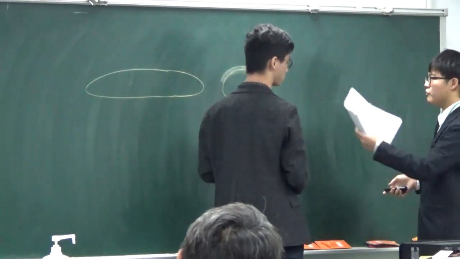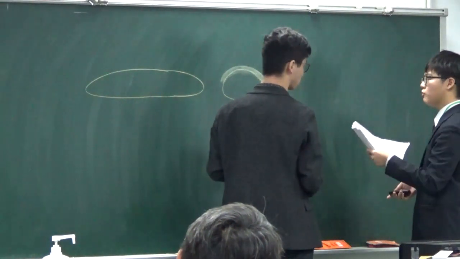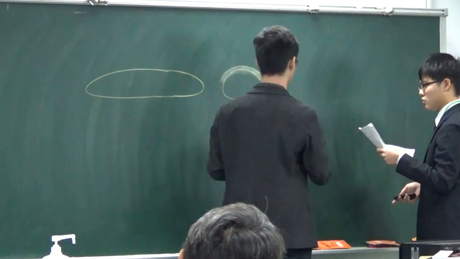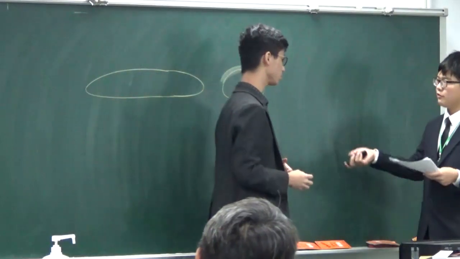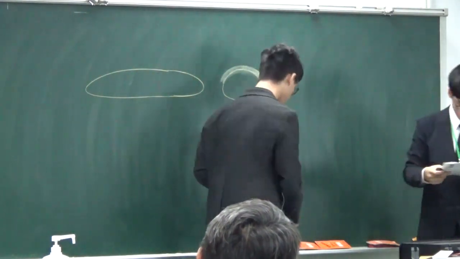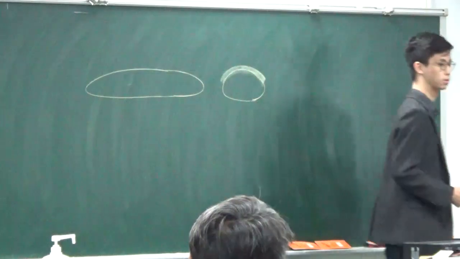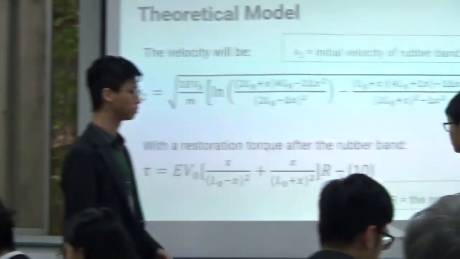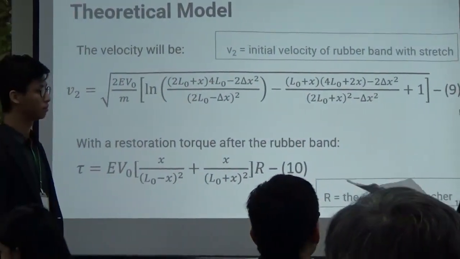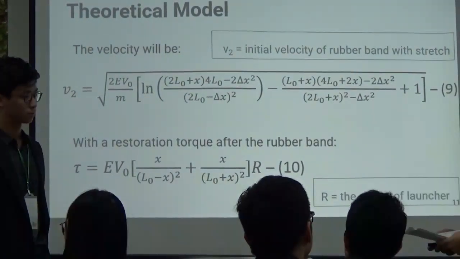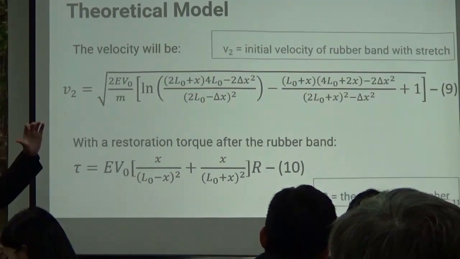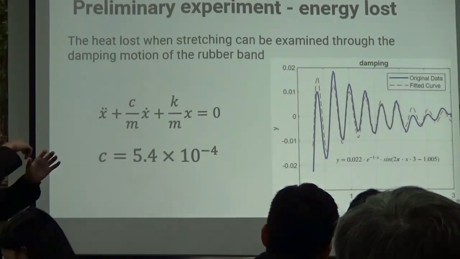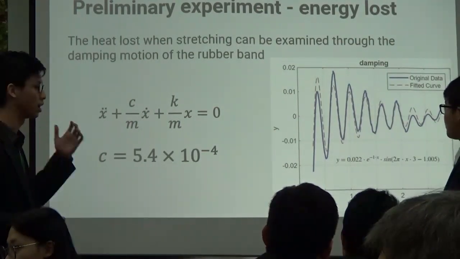Okay. So through this you can calculate the theoretical angular velocity, angular momentum, and rotational energy. Correct. You can calculate that, and you assume that this will be correct. Yes. Okay. So from this, you assume that there is no energy loss. As you can see, we did a damping motion in order to establish the heat loss during the stretching process. So there will be some energy loss during the stretching process.